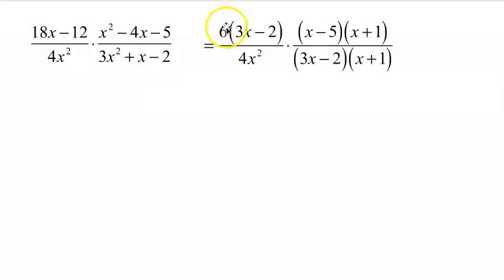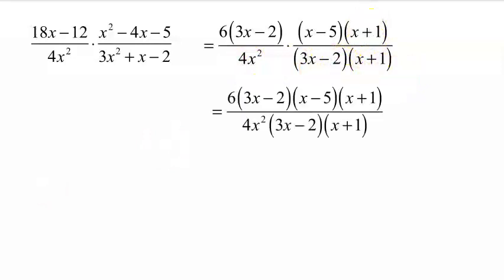Now we have, in the top, 6 times 3x minus 2 times x minus 5 times x plus 1. On the bottom, 4x squared times 3x minus 2 times x plus 1. And we ask ourselves, what is the same on the top and the bottom? 3x minus 2 and 3x minus 2 becomes 1 over 1. X plus 1 over x plus 1 becomes 1 over 1. Now upstairs I have 6 times x minus 5. Downstairs I just have 4x squared.